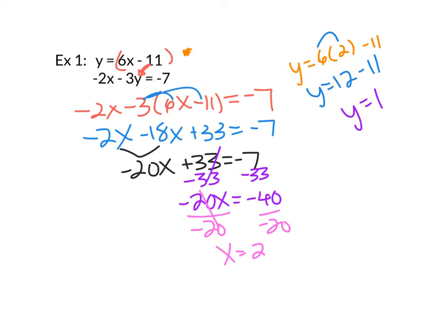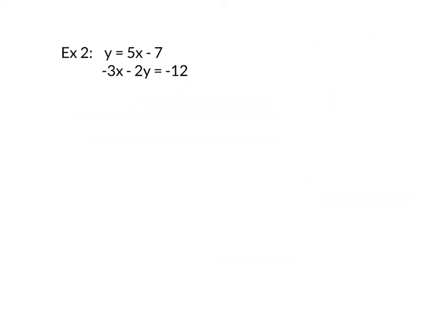So I'm going to write my answer as an ordered pair. X comes first and then y. So the solution to this system of equations is 2, 1. If we were to graph it, that would be the intersection of these two lines. Okay, let's try the same thing on this problem.